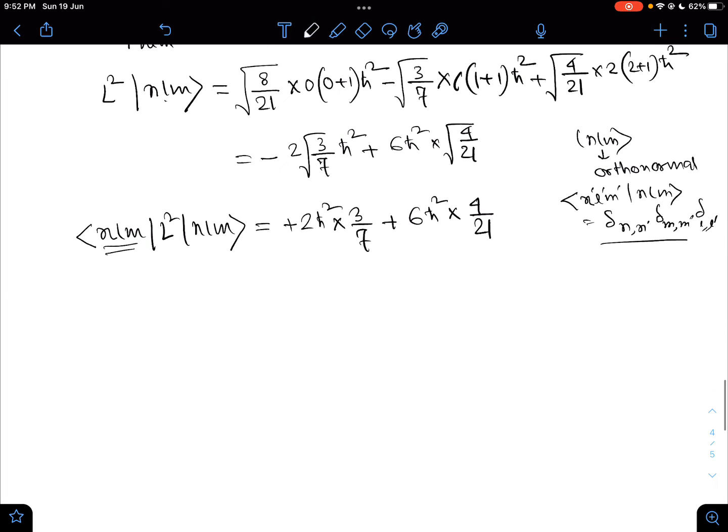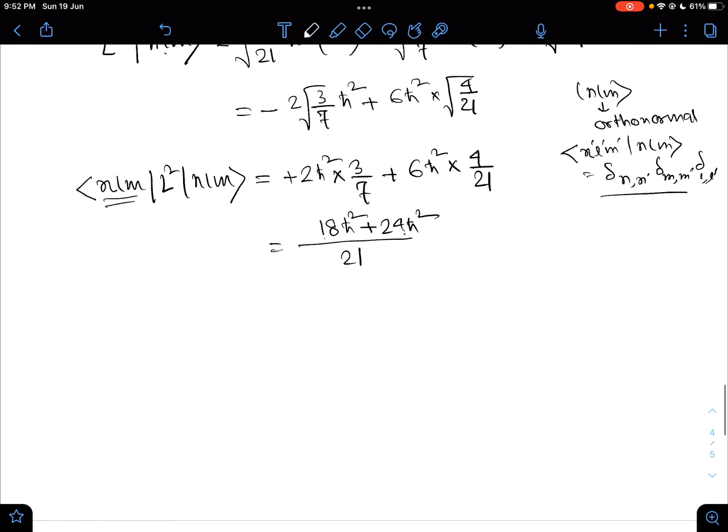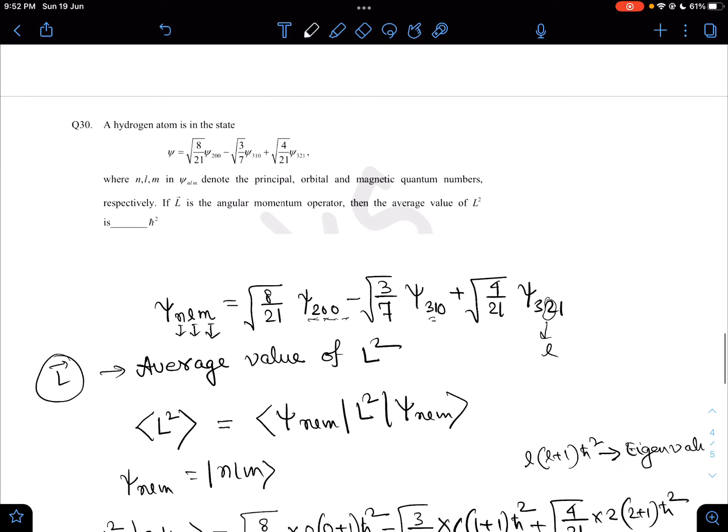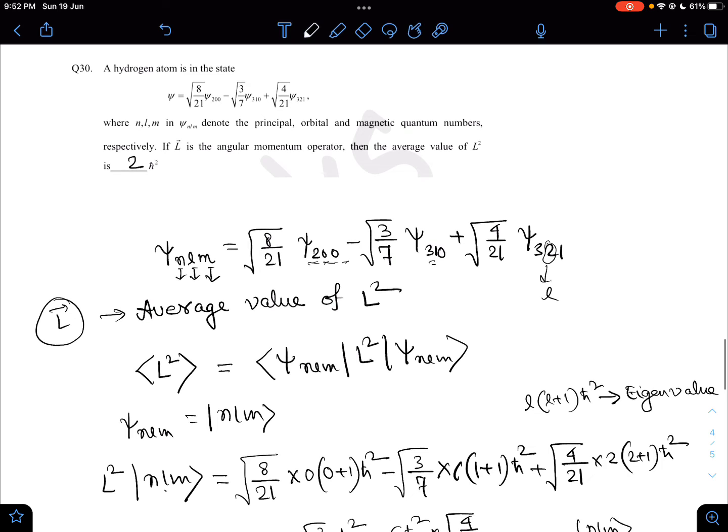If we evaluate this, here we have 21, so we multiply by 3 to get 18 h cut square, and the other term gives 24 h cut square. If we add 18 and 24 we will get 42 by 21 h cut square. So it will simply be 2 h cut square. So our answer, the average value, is 2 h cut square. So this is it for the third problem.